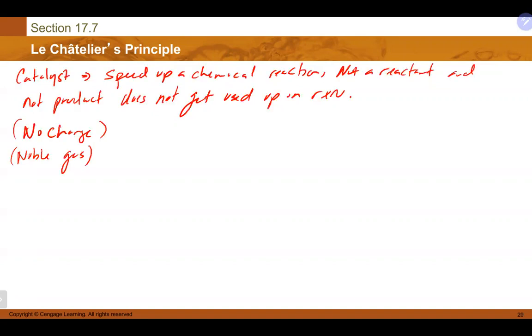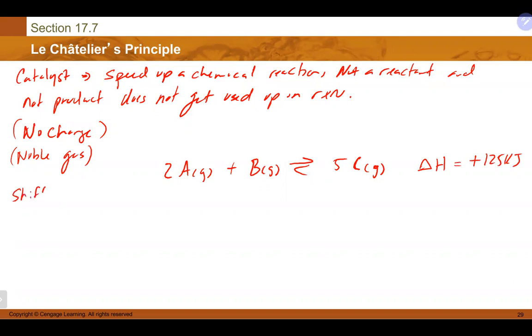All right, so let's see. So we've got 2A. I'll say the delta H is, I'll say 125 kilojoules. All right, so will these things cause it to shift to the left, to the right, or no change?